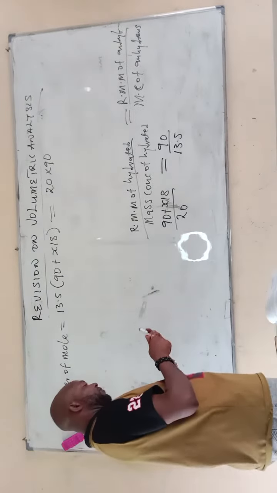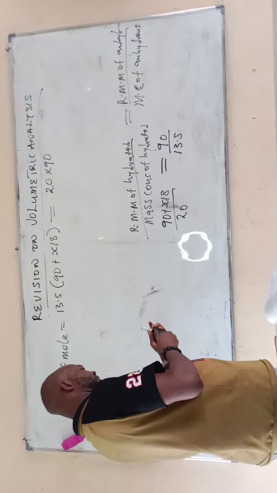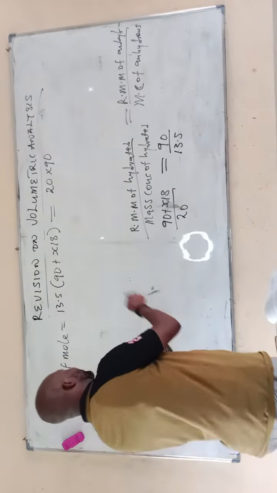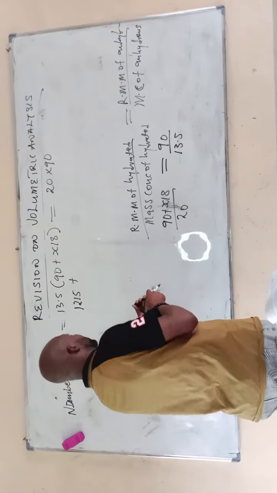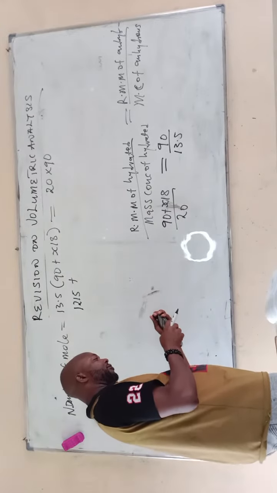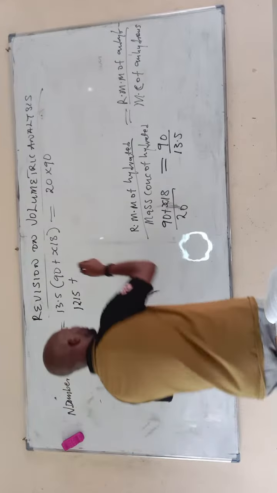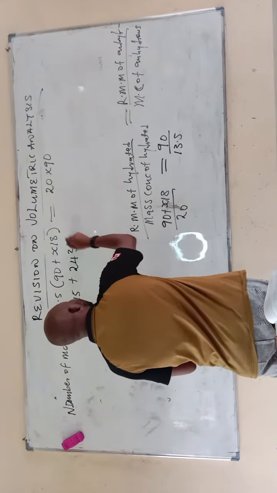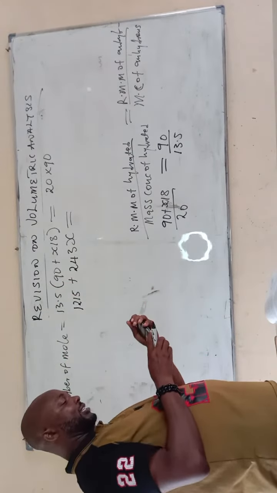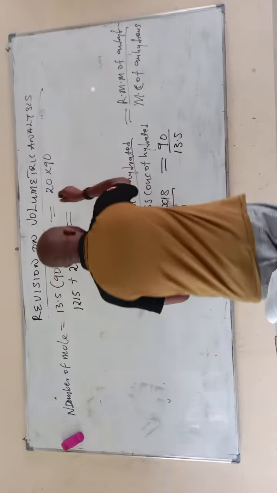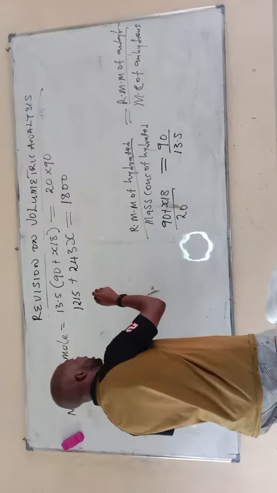Now, 13.5 times 90 first. 13.5 times 90, I'm going to have 1215. 1215 plus 13.5 times 18, I'm going to have 243, 243x. This is equal to 20 times 90 gives me 1800. Now I'm looking for x.